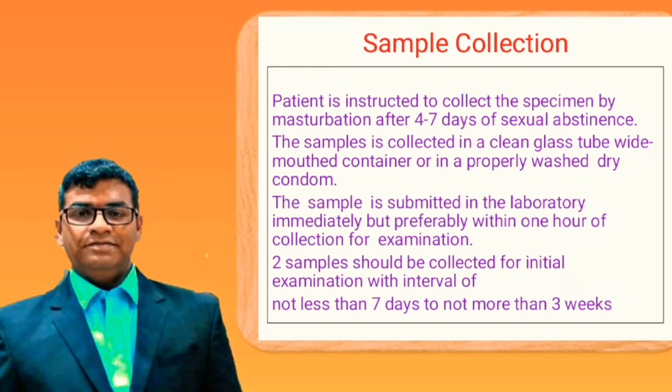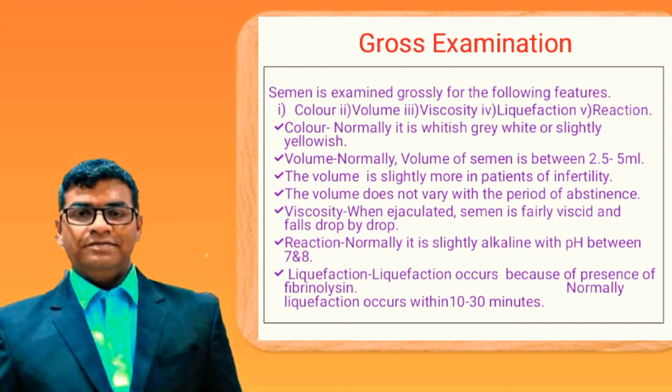2 samples should be collected for initial examination with an interval of not less than 7 days to not more than 3 weeks. Gross examination. Semen is examined grossly for the following features. First, color, then volume, then viscosity, then liquefaction, and finally reaction.